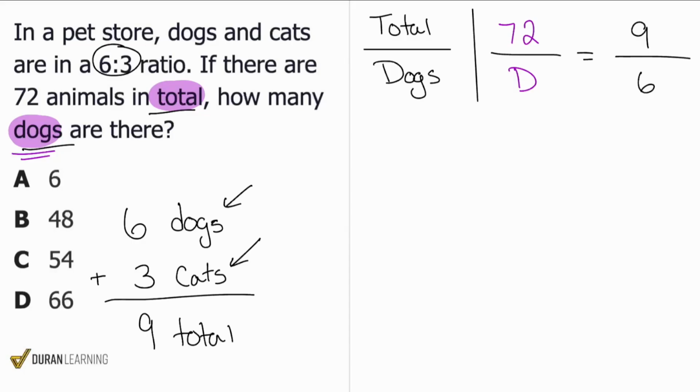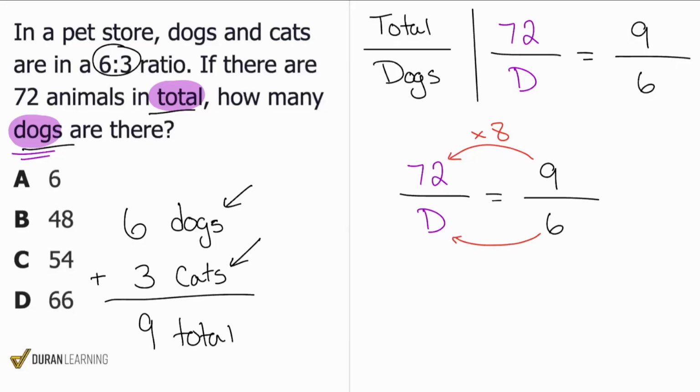Now that we know we have the right setup, duplicate it right over here. Let's solve it. We can actually solve this without cross multiplying. We noticed that if I wanted to go from right to left, we can. What do I multiply 9 by to get to 72? Conveniently, that's 8. So remember, comparing the same things in the same way, we can multiply by 8 from right to left. 6 times 8 will be 48. And that is the number of dogs that we have. 48 dogs, boom, the answer's correct, which is answer choice B.